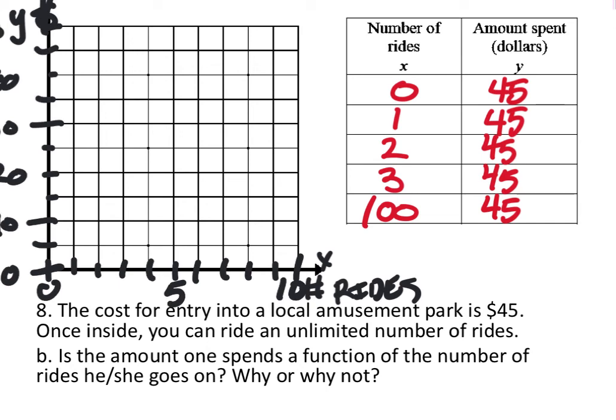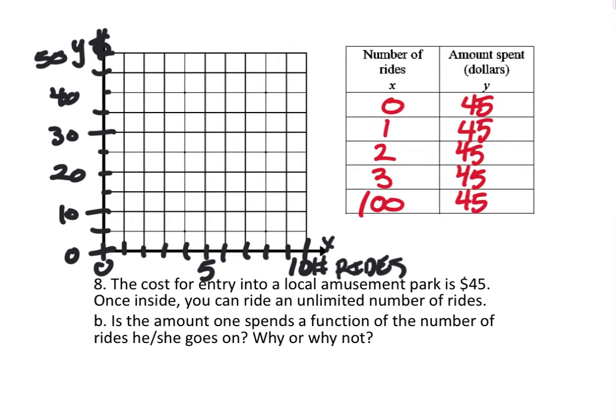I definitely would not want to show that each of these lines is $1 because you wouldn't get the $45 there, okay? So let's put these points on the graph as many as we can. So for 0 rides, $45. 1 ride, $45. 2 rides, $45. $45 all the way through. Okay, and we see this gives us a straight horizontal line.